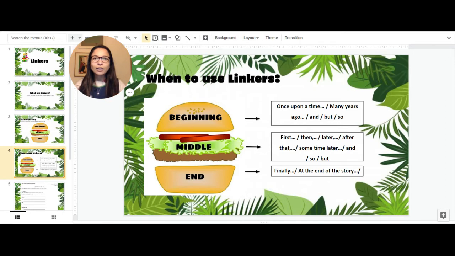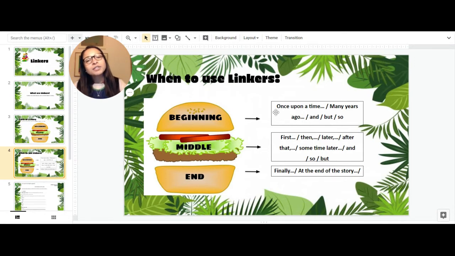Now, you are going to think, okay, so I need to put all those words in my retelling? No, you don't need to include all of them. You are going to use as many as you need to link and to connect your ideas, okay? So, in the end, we are going to use finally. At the end of the story, what happened? Do you remember the fable of the hare and the tortoise? Well, finally, the tortoise won the race. Or at the end of the story, the tortoise won the race.